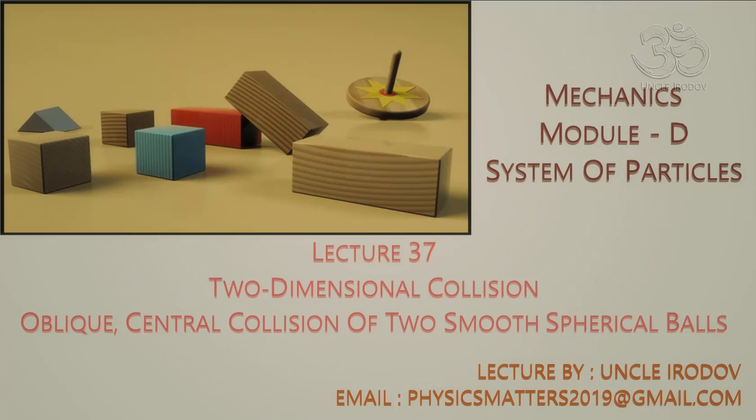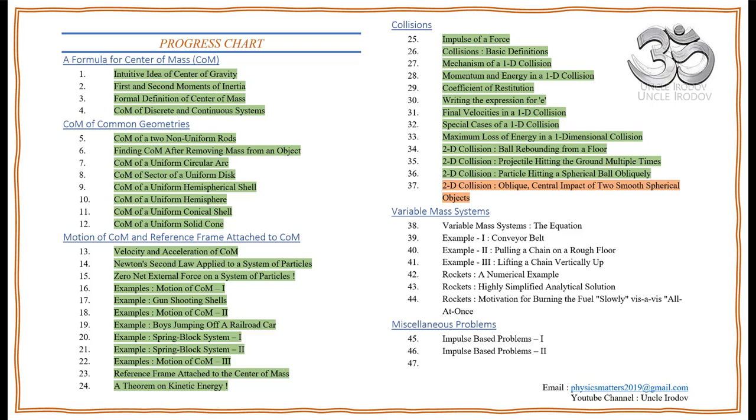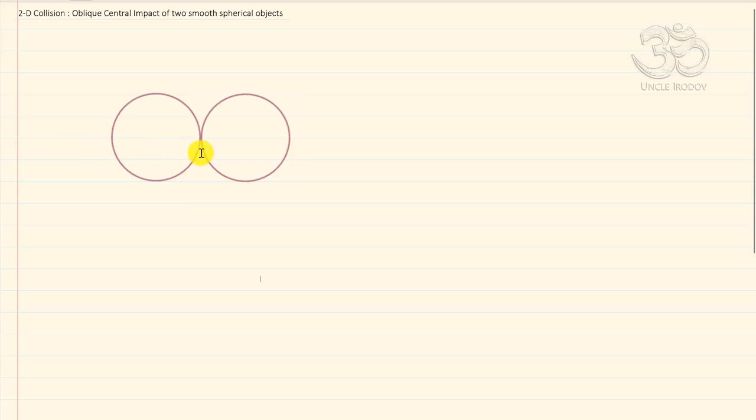So the situation that we are talking about is probably like this. There is one ball, there is maybe another ball. I can keep them in contact in any way, it doesn't matter. So there will always be a common normal at this point, which will go through the center of the first ball and the center of the second ball.